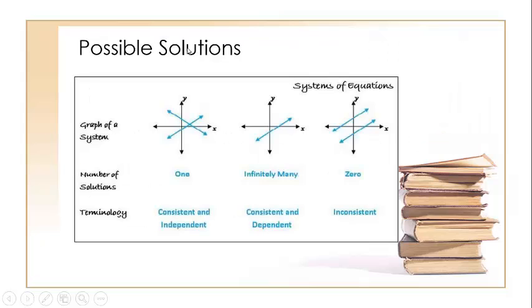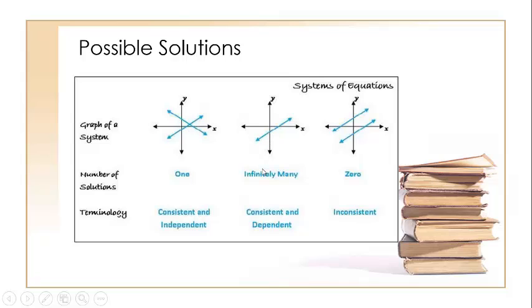There are different possible solutions that you could have. You could have one solution. That means the two lines will intersect at exactly one point. So you'll have one solution, which would be an ordered pair, (x, y).